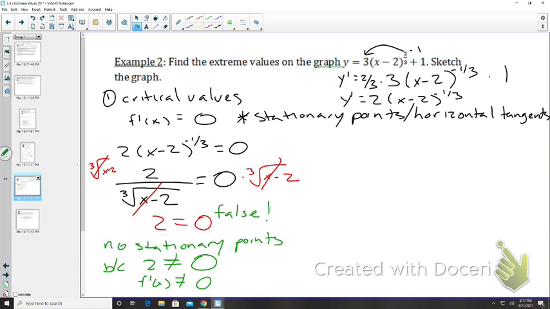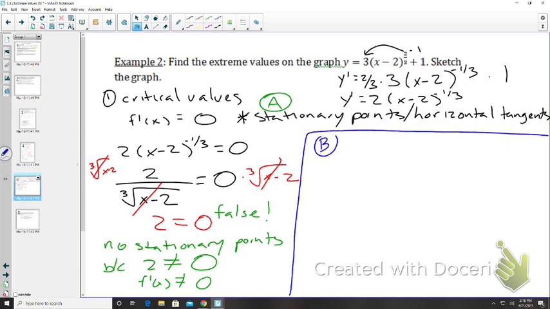Okay, so that was A. A was stationary points or horizontal tangents. B will be what? What else have we got to look for? Vertical. Okay, sure. Yeah, you're right. And undefined values. Yeah, exactly. So undefined values slash vertical tangents.